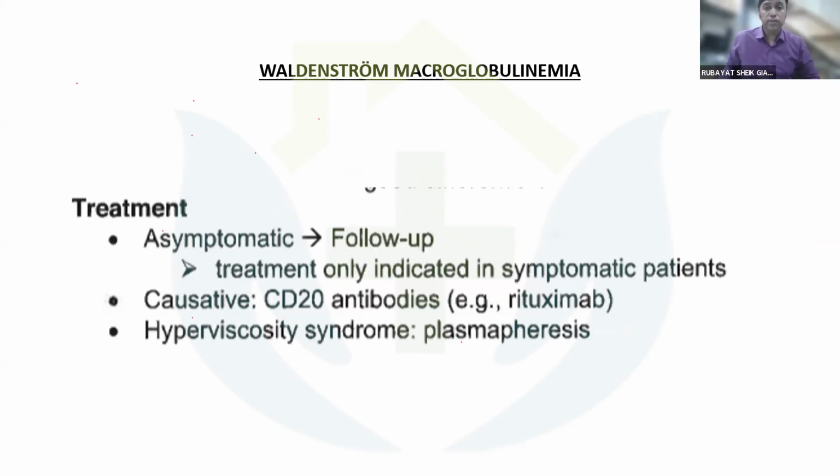How do you treat Waldenstrom's macroglobulinemia? If it's asymptomatic, nothing needs to be done. You just follow up the patient. Once symptoms arise, then you have to treat the patient. For hyperviscosity syndrome, obviously plasmapheresis to filter out all the antibodies. And recently CD20 antibodies like rituximab are being used because these markers are found in the lymphocytes present in the bone marrow. So rituximab is one of the drugs that is used. You can remember that: patients presenting with hyperviscosity, plasmapheresis. If it's asymptomatic, follow up the patient.